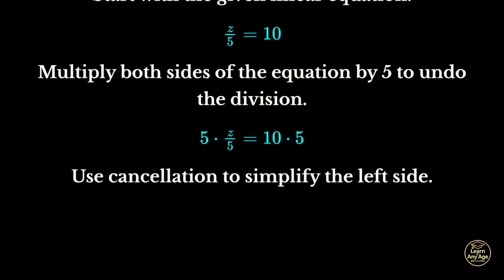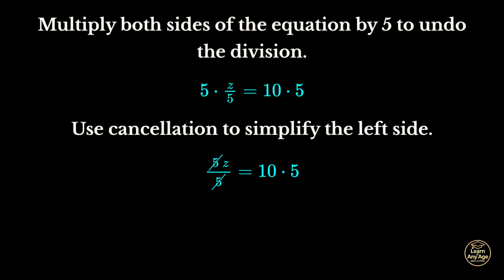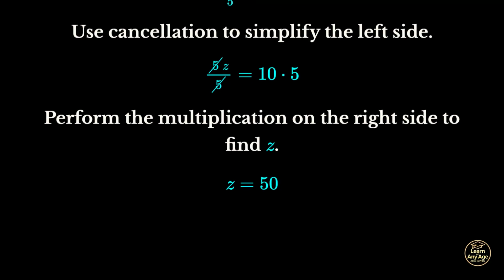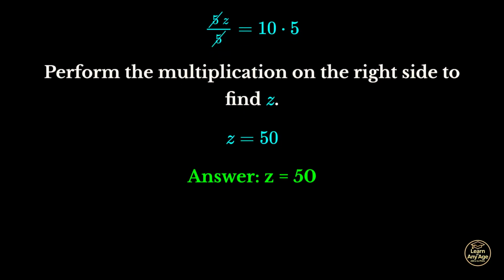Use cancellation to simplify the left side. The 5 cancels out, z over 5 cancels out, equals 10 times 5. Perform the multiplication on the right side to find z. z equals 50. Answer: z equals 50.